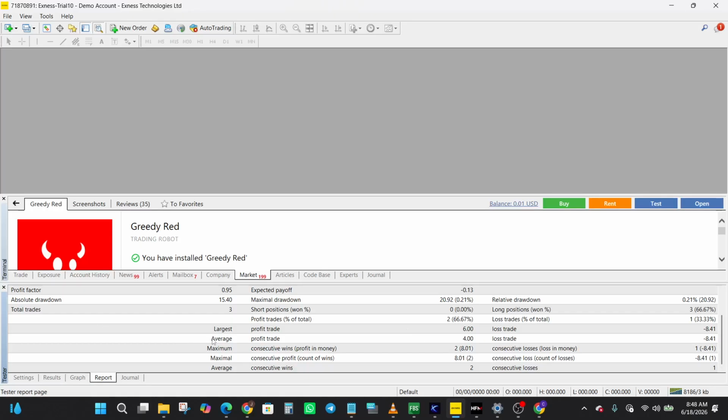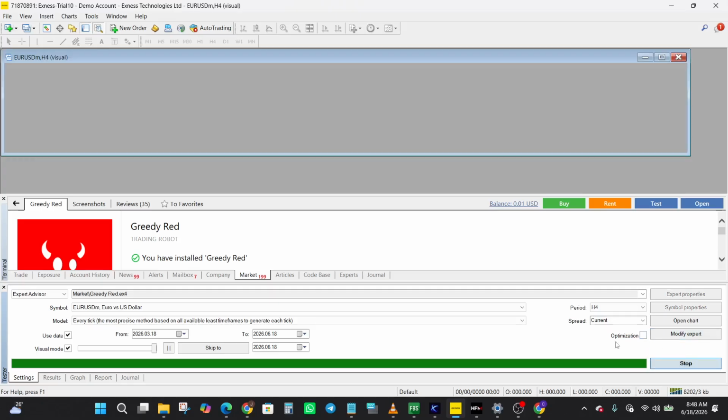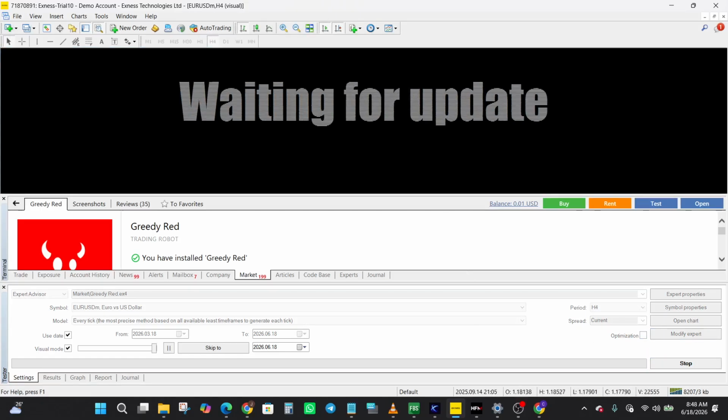Okay, and I'm going to turn on the visuals as well. Let's see how this EA looks like in action. Okay, while the visuals are on, I'm just going to take this back a little bit. Okay, and let us see what we have here.